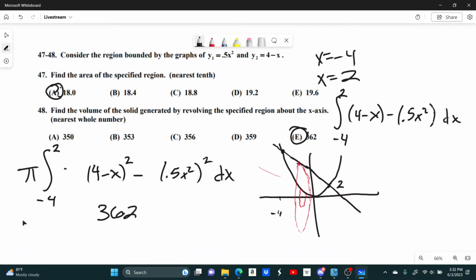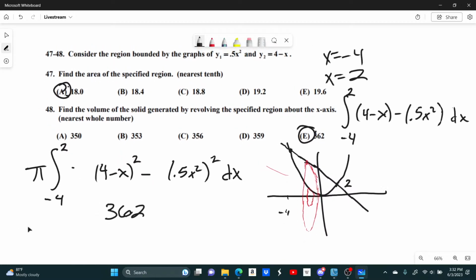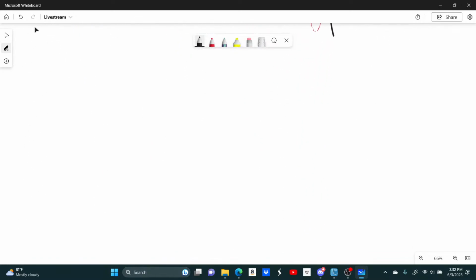Yeah, this is called disk method. You can find a similar explanation to this. I kind of stole that explanation from Khan Academy. That's where I learned this. But yeah, let's keep going.